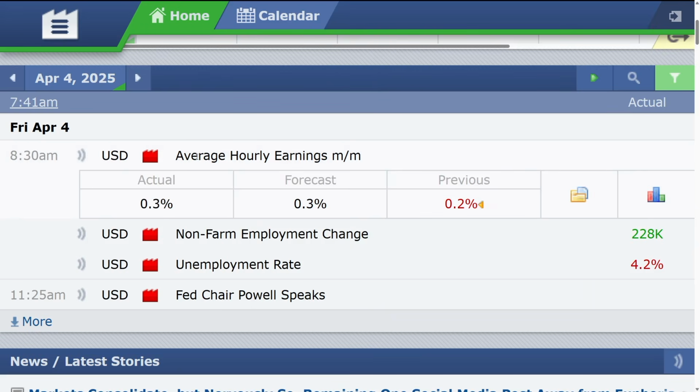The final statistic is the average hourly earnings month over month, and this is of course people's wage growth. When you have a strong labor market, typically prices of labor do tend to go up. So when there's very strong economic growth, typically people get raises more frequently and more aggressively. And in weaker economies, we would see the opposite as people get laid off or companies simply cannot afford to raise wages.